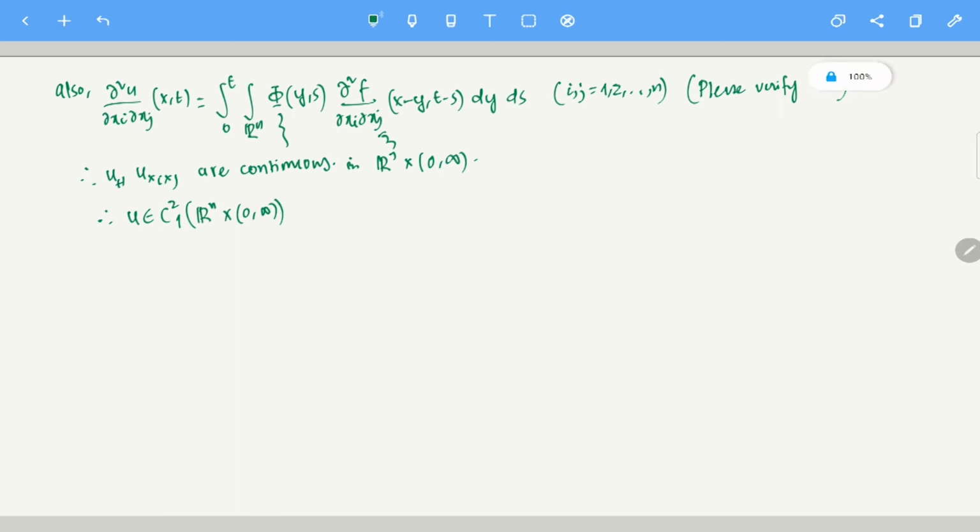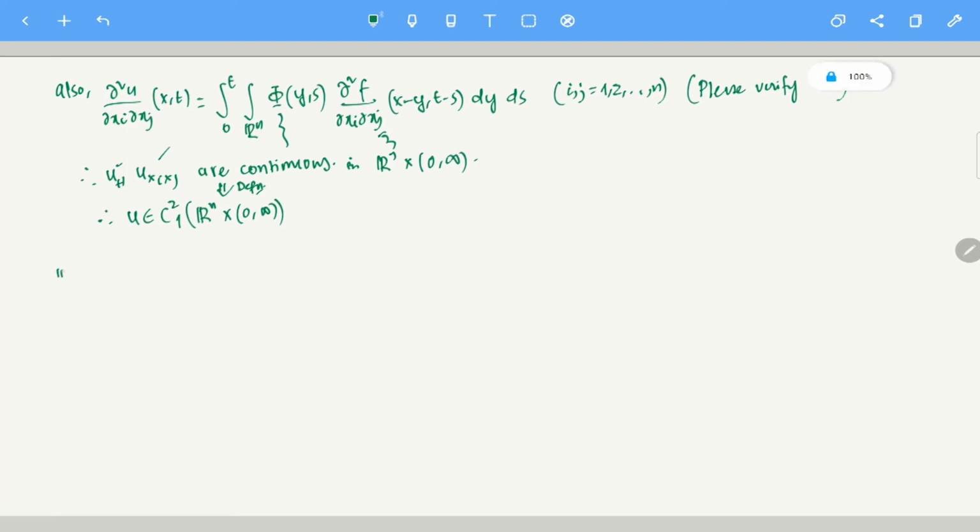Why? Because u is twice differentiable with respect to the x variable from here, and u is once differentiable with respect to the t variable, and they are continuous functions. So that is why u is in C^2,1 of R^n cross (0, infinity). That's the definition, and I hope the continuity part is fine. This is continuous because f is given to be C^2 with respect to x and C^1 with respect to t, so u_t and u_{x_i x_j} are continuous. Clear? Now I have to show the second part, part 2.